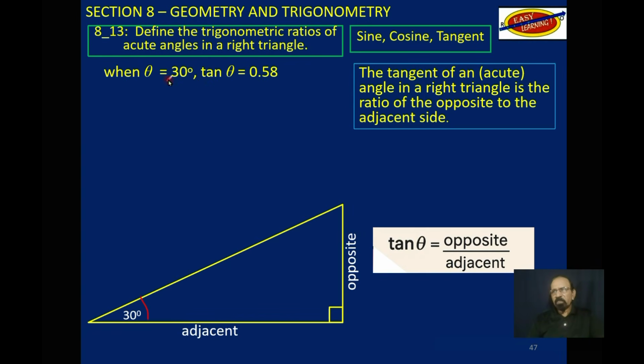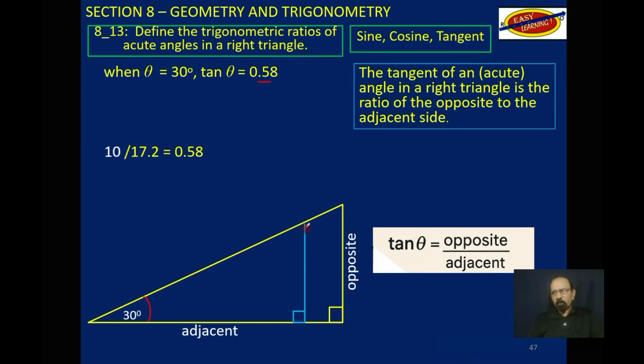If we find the tangent of 30, we get 0.58. That means at 30 degrees in a right triangle, the opposite side is 0.58 as long as the adjacent side. The opposite side is 0.58 of the adjacent side. So if the opposite measures 10 centimeters, the adjacent side would be 17.2. So when you divide those two, you will get the ratio 0.58. So at 30 degrees, this opposite is 0.58 of whatever the adjacent is.